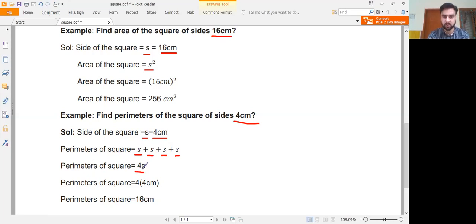Now putting the value of S, which is 4 centimeters, the length of each side of the square: 4 times 4, which is 16 centimeters, the perimeter of the square.